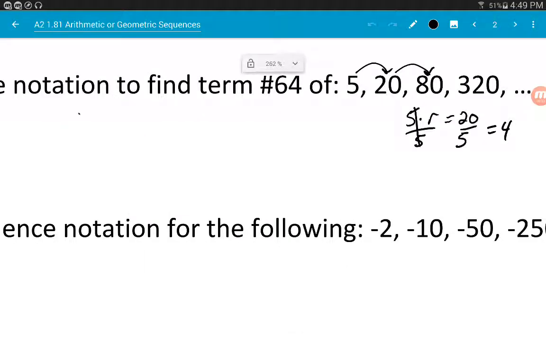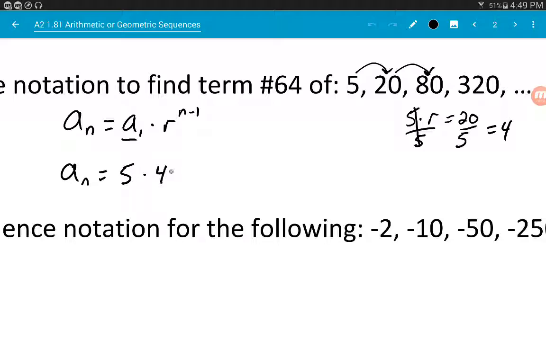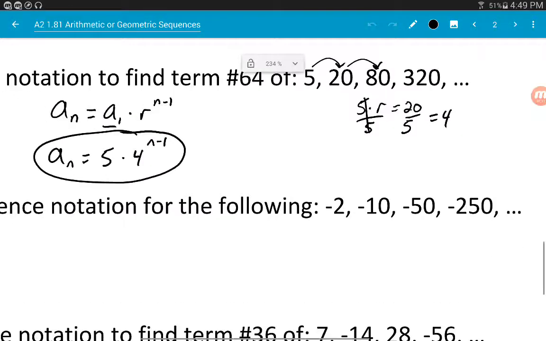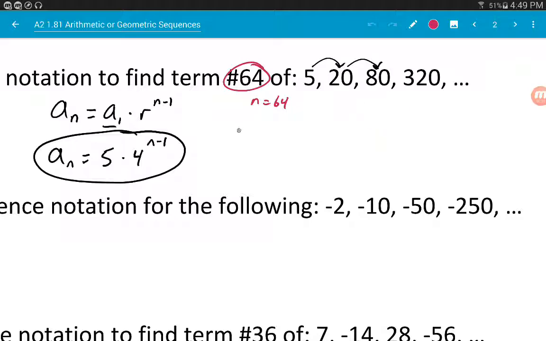Okay? So here's the general notation. A sub n equals a sub 1 times r to the n minus 1. The first term is 5. So I get a sub n is equal to 5 times 4 to the n minus 1. And that's the notation. If I go to plug in for term 64, this is going to get really out of hand. N equals 64. So A sub 64 is equal to 5 times 4 to the 64 minus 1 power.